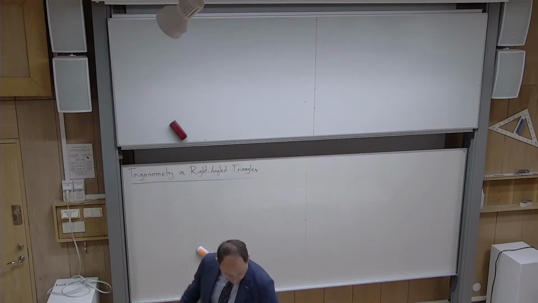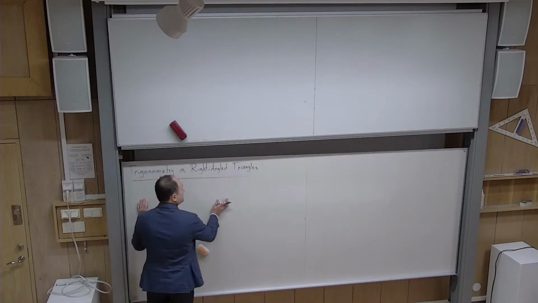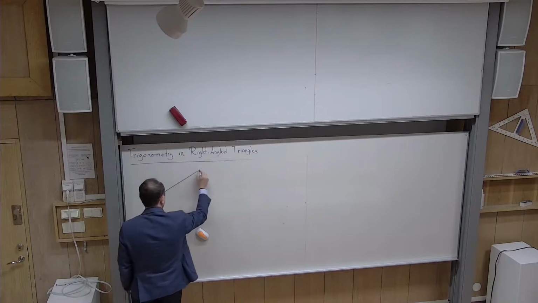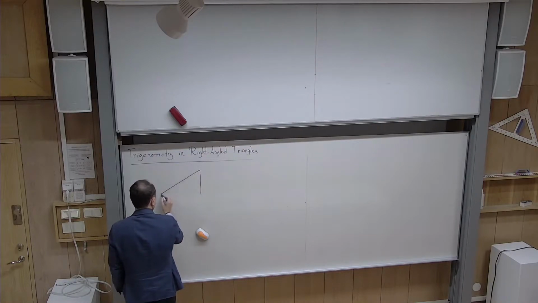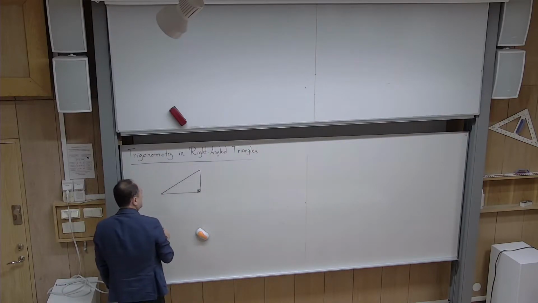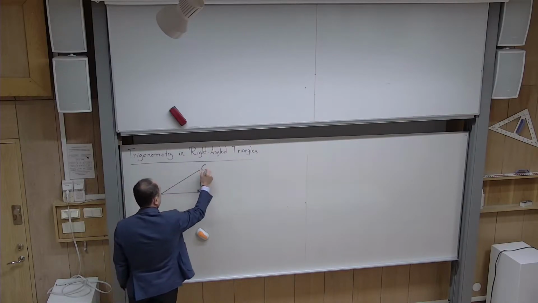Okay, so let us start with trigonometry in a right angle triangle. So I have a right angle triangle. As you know, I have a triangle where one of the angles is 90 degrees. Let me call this A, and then let me call this B, and then let me call this C.